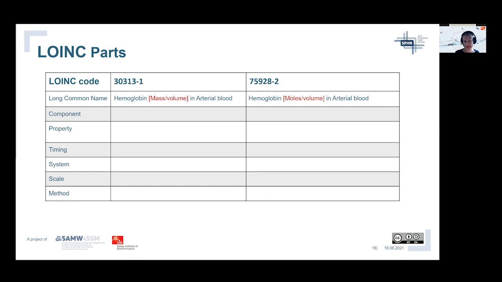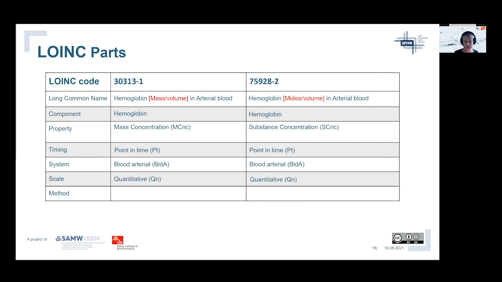Now let's have a look at the single axis component first. Both have as an analyte, the thing that's measured, hemoglobin. Property for the first one, mass concentration. The second one, it's actually substance concentration. That's why in the square brackets, the difference here. Timing, both is a measurement at point in time, we are looking at arterial blood, scale is quantitative, and both codes, this is well accepted, don't specify the method. So not all the LOINC codes specify the method.